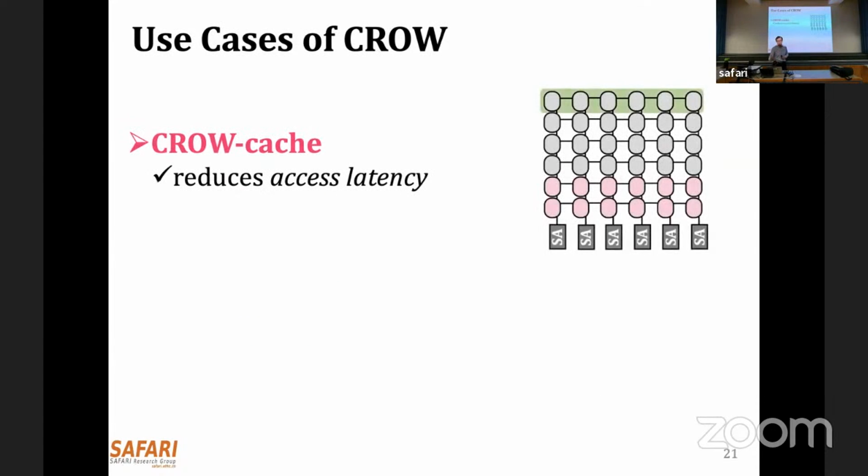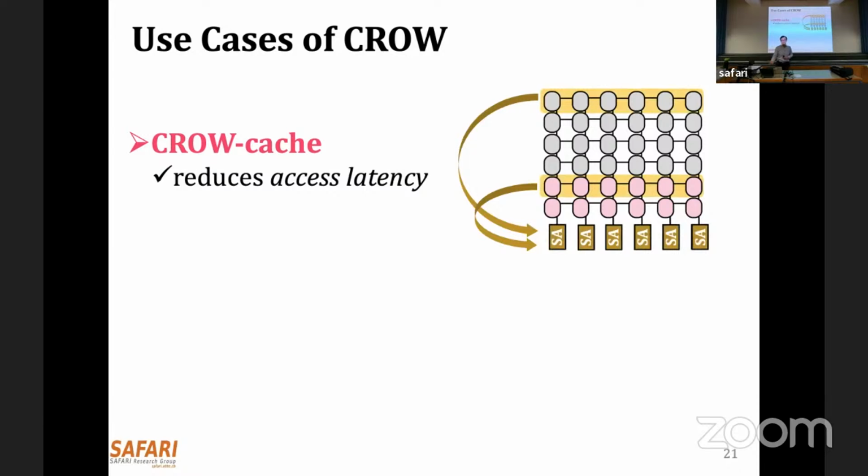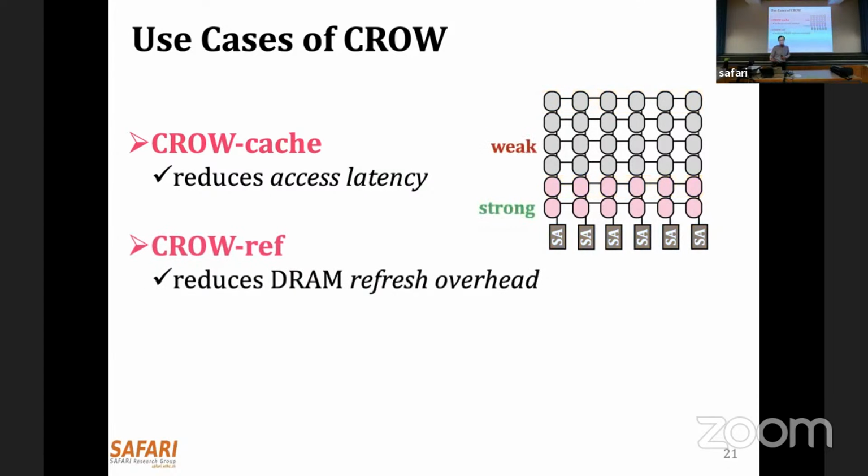So let's take a look at use cases. You can actually use this as a cache also. It's a slightly different cache than the tiered latency DRAM. First, you copy the frequently accessed row to the copy row. And then the next time you access that row, you do multiple row activation, and this reduces access latency for that row. If you're always accessing frequently accessed rows using copy rows, you actually get a lot of benefits.